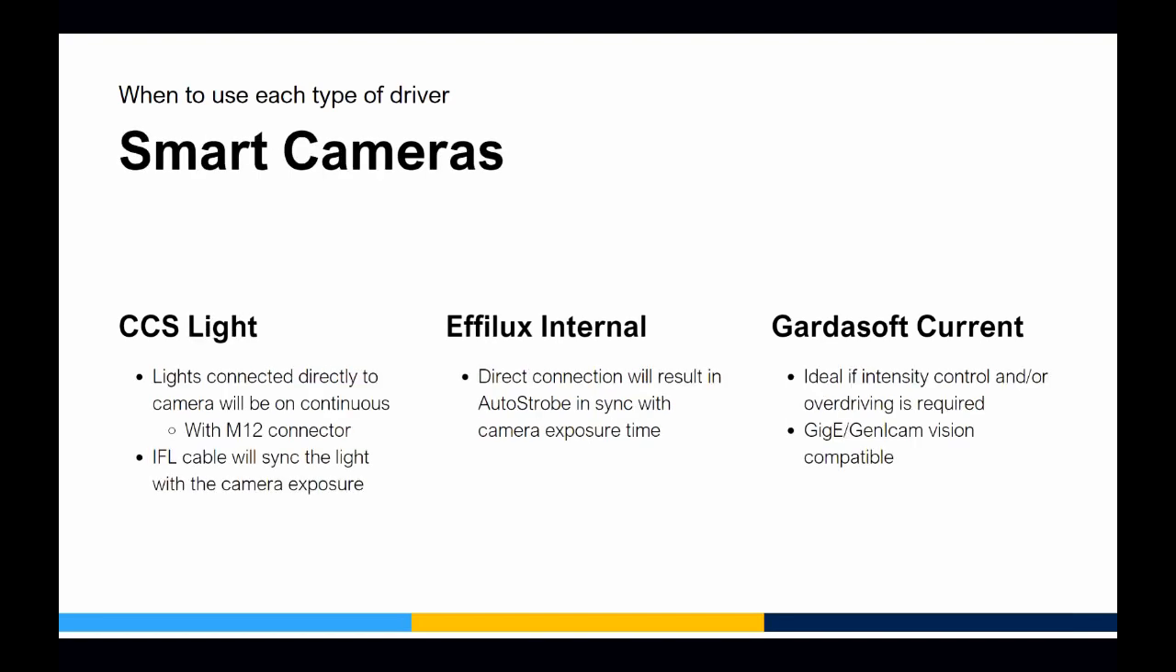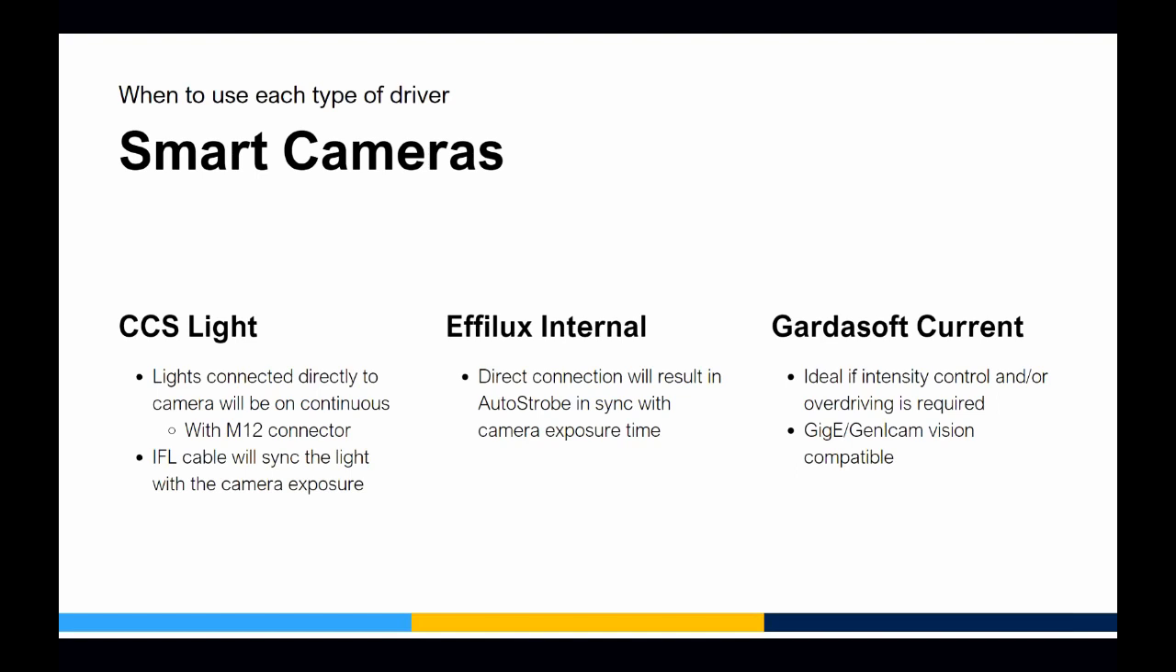And last but not least in our scenarios is dealing with smart cameras. So this isn't necessarily about controls per se, because I'm going to be talking about a CCS light, not a CCS controller. But our CCS lights, when you have an M12 connector, can be connected directly to a smart camera, and the light will be on continuously. As long as the camera's on, the light will be on.